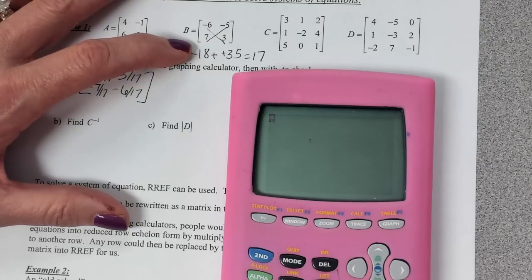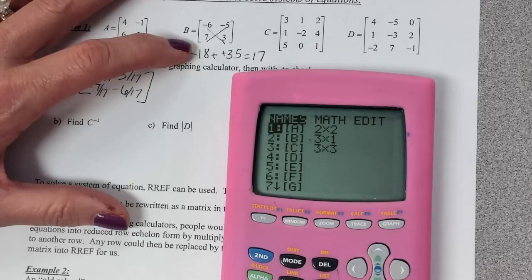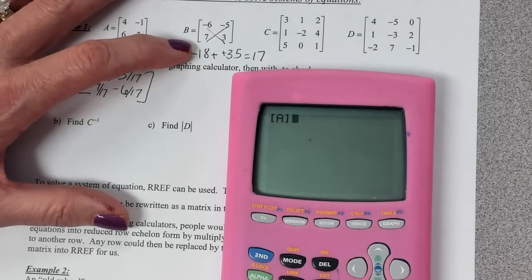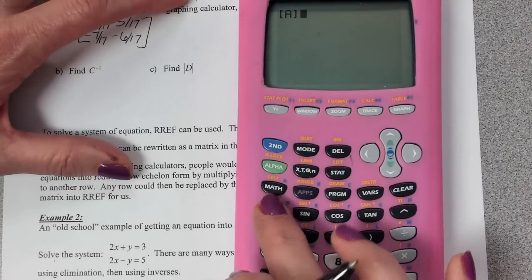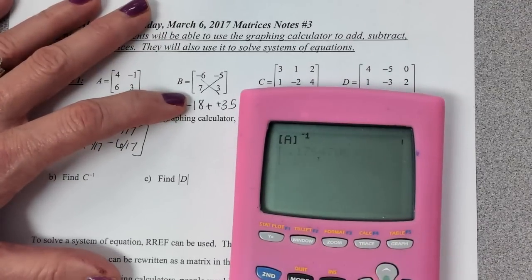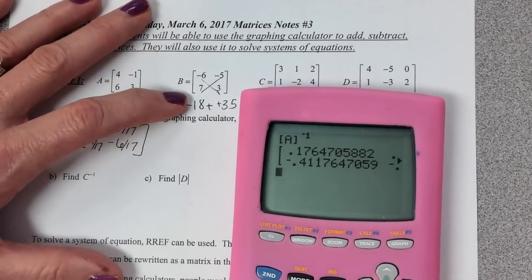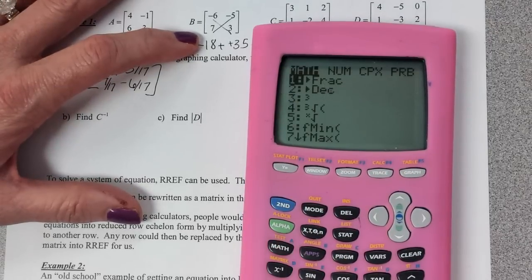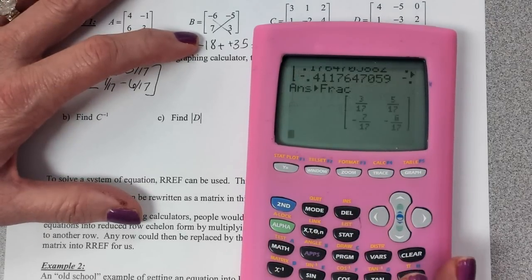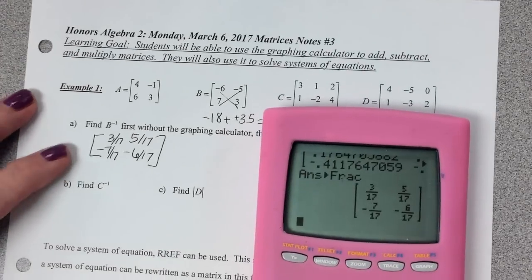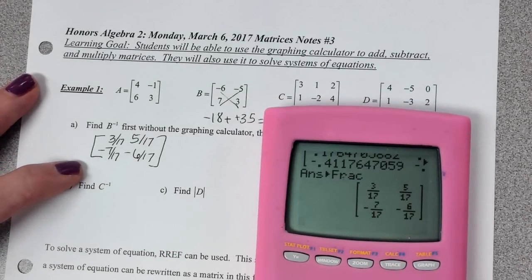And now we're going to go back to that matrix, and I put mine into A, so that's where it is, and then I just have to hit this X to the negative 1 key right here. So I hit that, and then I hit enter, and then I want to change them into fractions. So I go under math, and I want to frac. So we get this. So there we go. That's what we end up with.